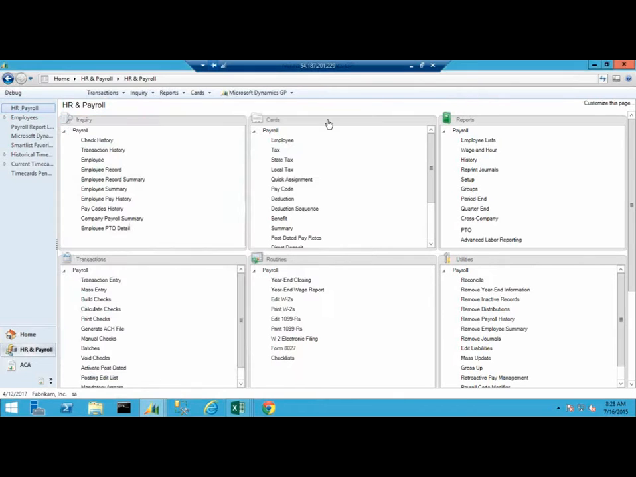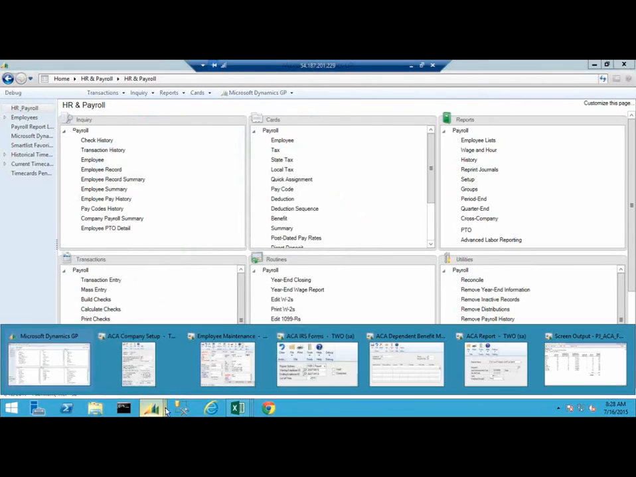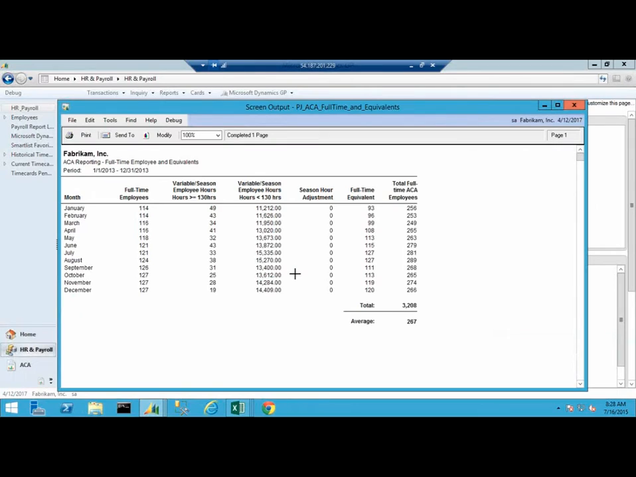Okay, so let's go back to here and talk about this report then. With that in mind, what you'll see here is for the 114, those are full-time employees. Now, the 49 are part-time employees that worked that month at least 130 hours. So I had 49 part-time people in January that worked 130 hours or more. Once somebody works 130 hours, they are considered full-time for that month, and you disregard their hours.